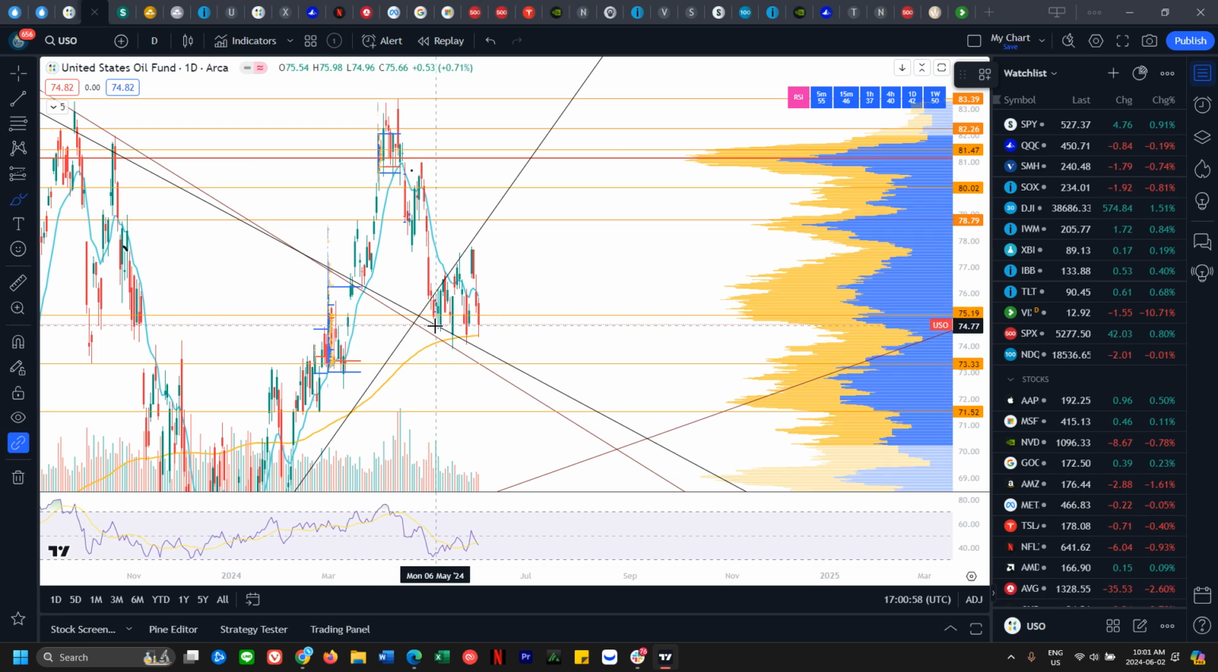All right, let's take a look at oil. So I'm a bit surprised. Oil is actually coming all the way back down to the megaphone bottom. We've drawn this many times already.